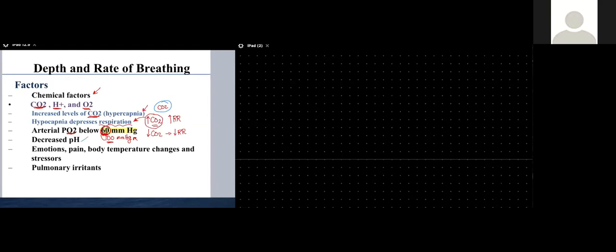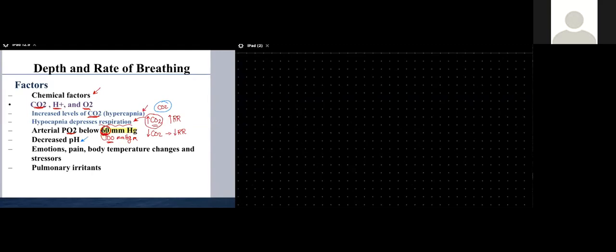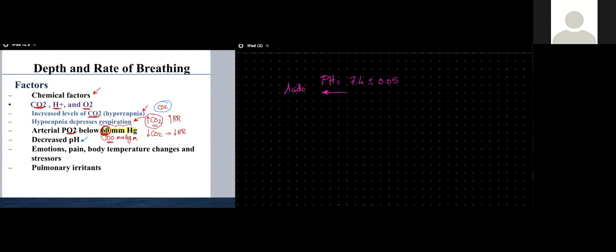Also, decreased pH. If you remember, the pH of the blood was 7.4 plus or minus 0.05. This was my normal pH. Remember, if I have low pH, this means I have acidosis. If I have higher than normal pH, it's alkalosis. Remember, having acidosis means you are accumulating protons, because acids are proton donors. Compared to having alkalosis, you're accumulating proton acceptors.